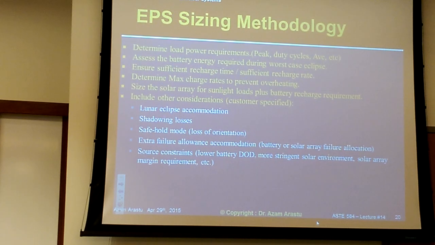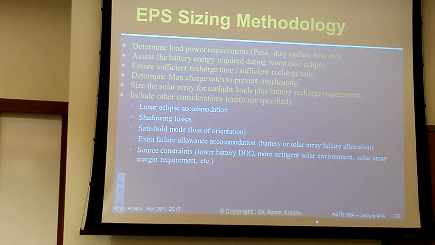Right? There's a DoD requirement, the maximum depletion you can have. Sometimes it's a requirement how many cycles you can have of the cell. There are a lot of things that go in there.